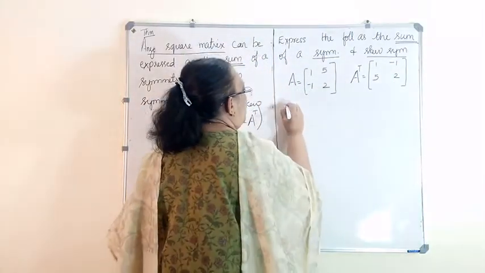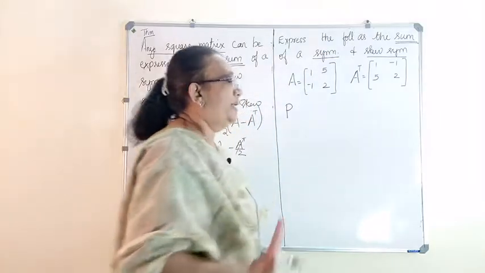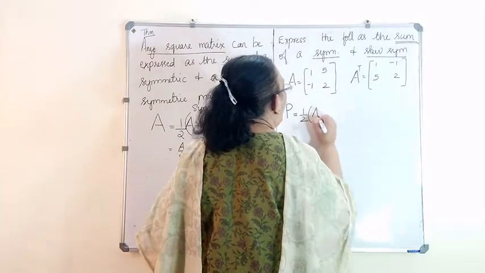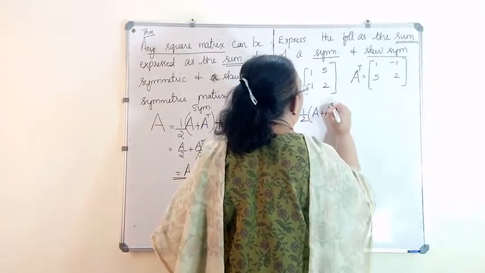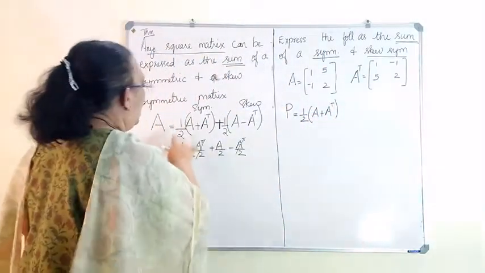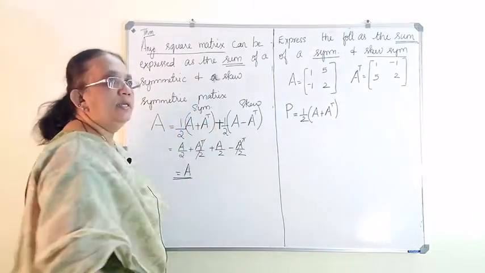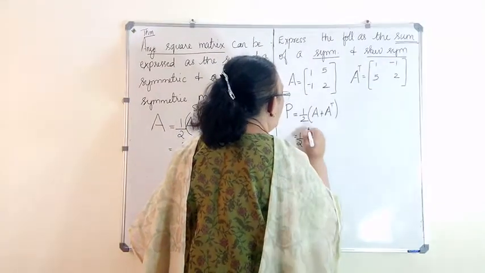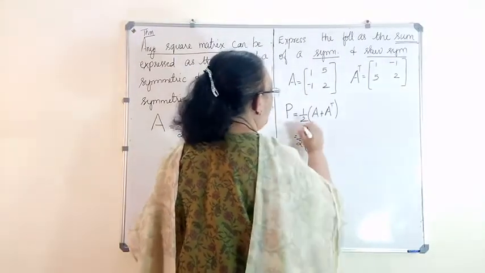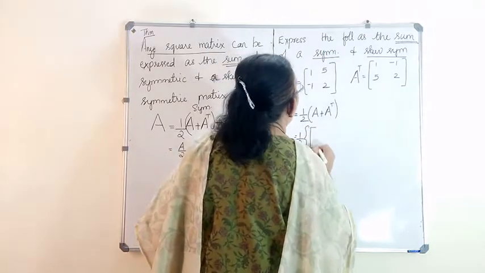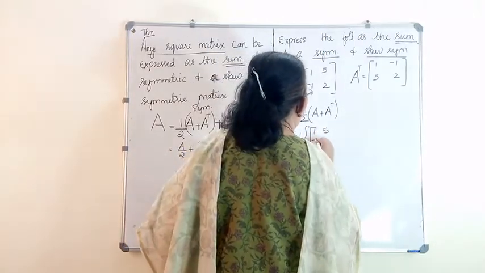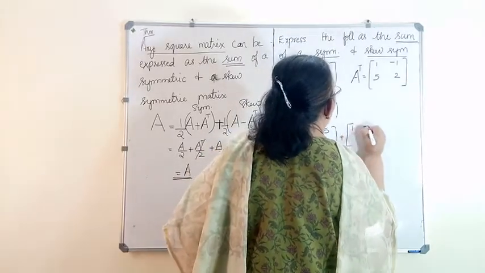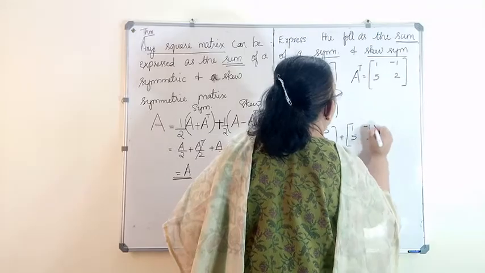Let us take P. Name it as P, and we are writing P is equal to half of A plus A transpose, because we know that half of A plus A transpose is symmetric. We will check it. P is equal to half of curly bracket A. What is A? 1, 5, minus 1, 2 plus A transpose, 1, minus 1, 5, 2.